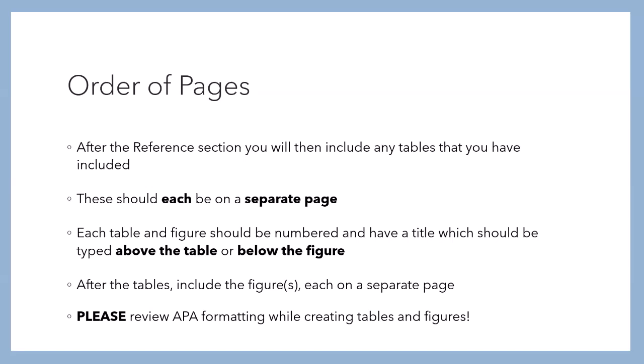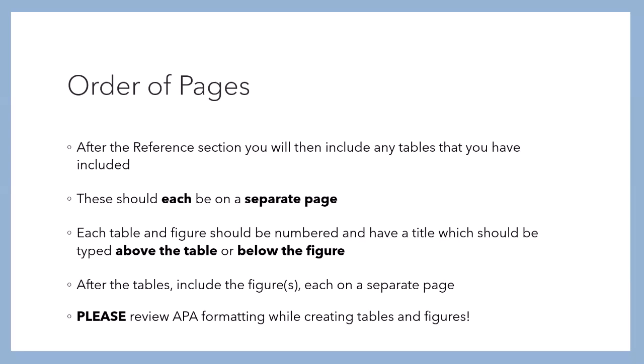As I mentioned at the start of the tutorial, your table or figure goes after the references section when you're inserting it into your final report. Each table or figure should be on a separate page at the very top, not in the middle. Each table and figure should be numbered and have a title which should be typed above the table or below the figure. So that's right, it is different for each type. Pay close attention. It's title above table, title below figure.